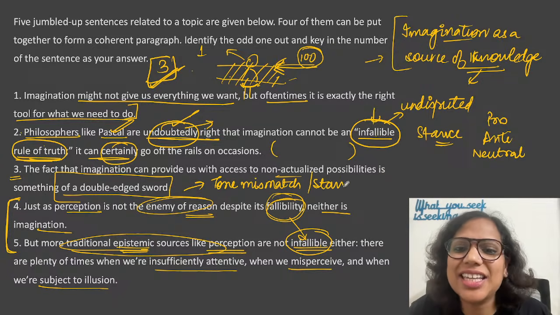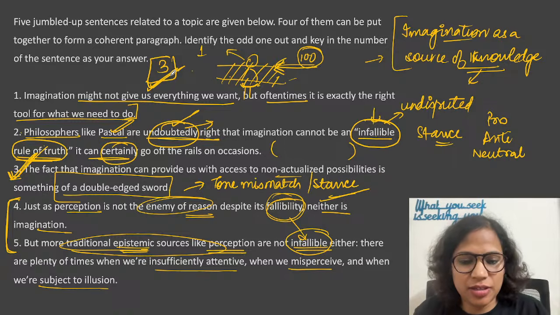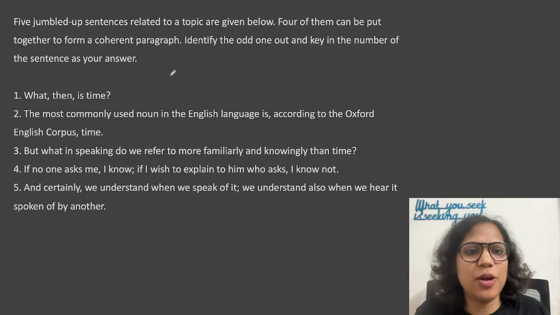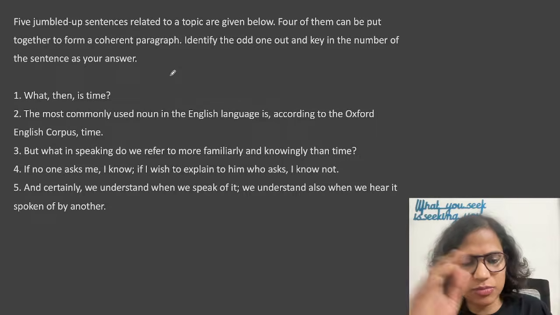Author का stance नहीं है ये. Author is pro imagination in the rest of the sentences. So see, this is how tone matters. Okay. All right. Now, I hope this is clear. Let's come to this question here. The third question. Let's see.